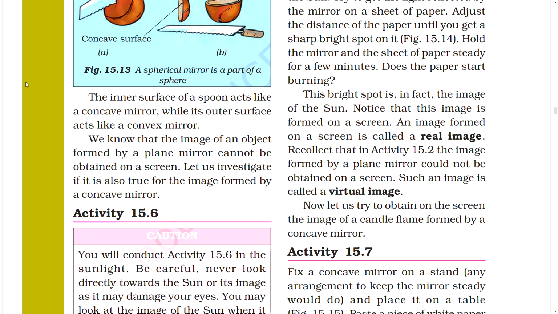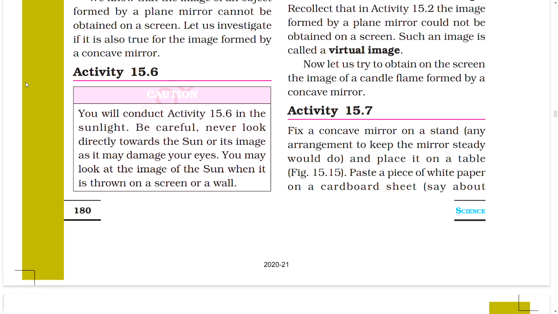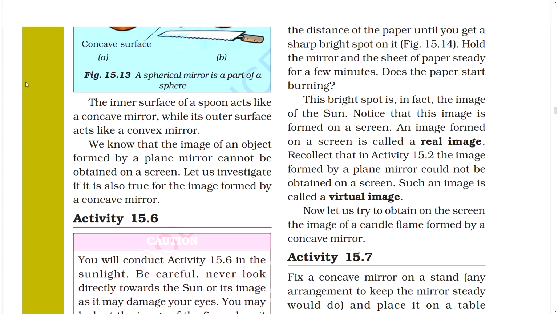We know that the image of an object formed by a plane mirror cannot be obtained on a screen. Let us investigate if it is also true for the image formed by a concave mirror. Activity 15.6. Do this. Caution: you will conduct this activity in the sunlight. Be careful. Never look directly towards the sun or its image, as it may damage your eyes. You may look at the image of the sun when it is thrown on a screen or a wall.